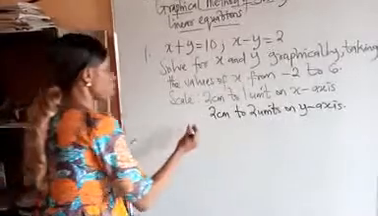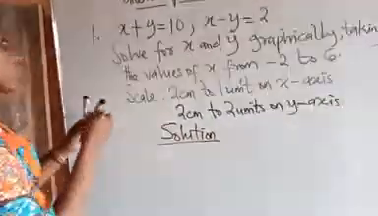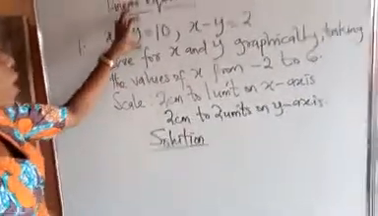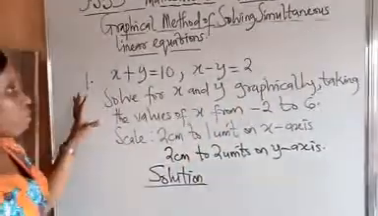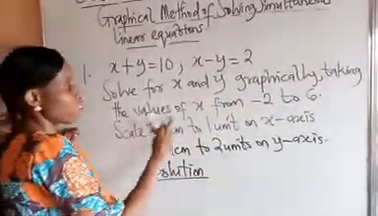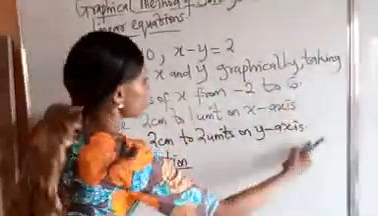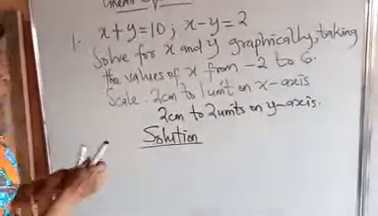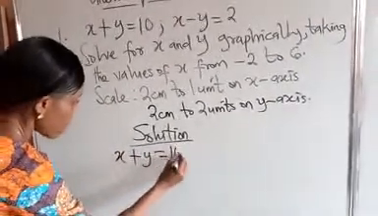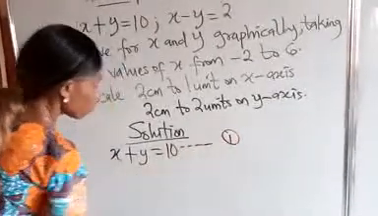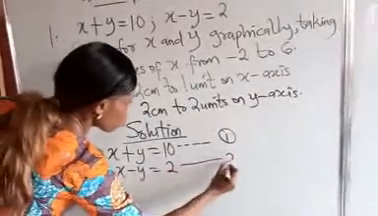Now, to solve simultaneous linear equations graphically, you have example 1 on the board. Solve x plus y equals 10 and x minus y equals 2 graphically, using the values of x from -2 to 6, and your scale has been given to you. What do you do? The first thing you do is to name the equations. I have x plus y equals 10, equation 1. I have x minus y equals 2, equation 2.